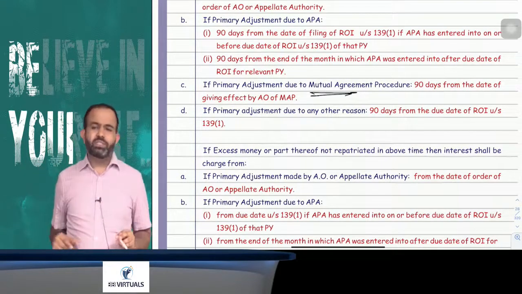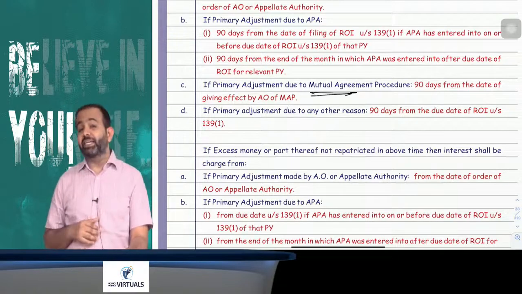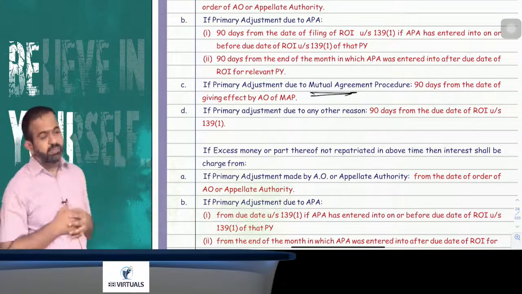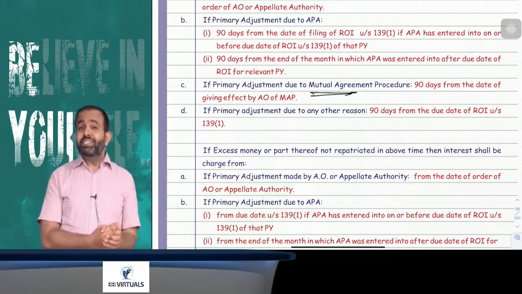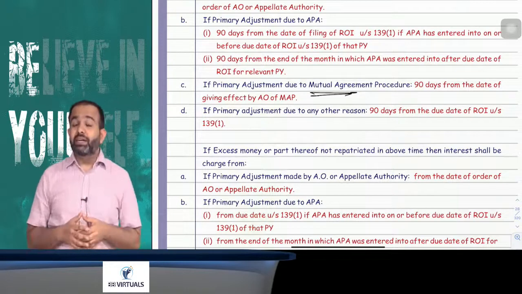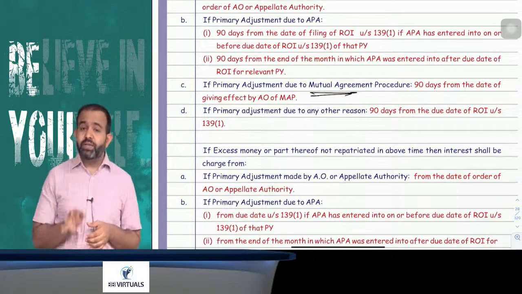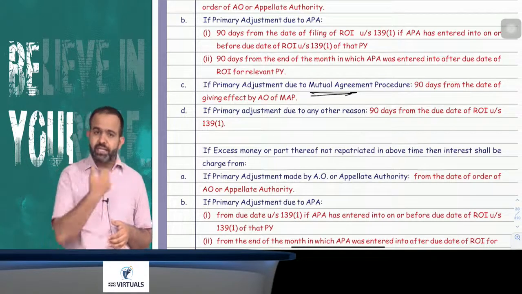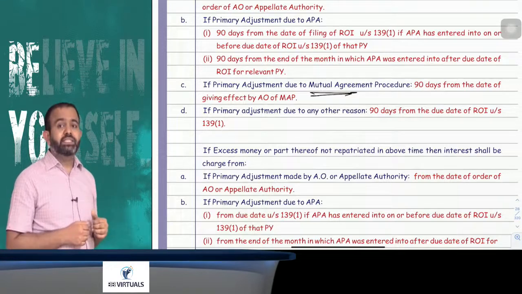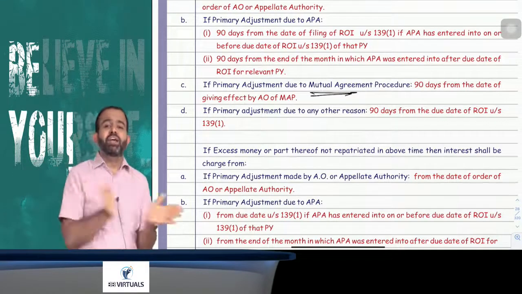Now all people just pay attention. Suppose money is not repatriated within 90 days, and the money is repatriated after 90 days. Suppose in 95 days money is repatriated. So the question is whether interest will be applicable for only 5 days or the total 95 days. The right answer is total 95 days. Always remember that if money is not repatriated within 90 days, and suppose money is repatriated within 95 days, then interest will be applicable for the total 95 days.